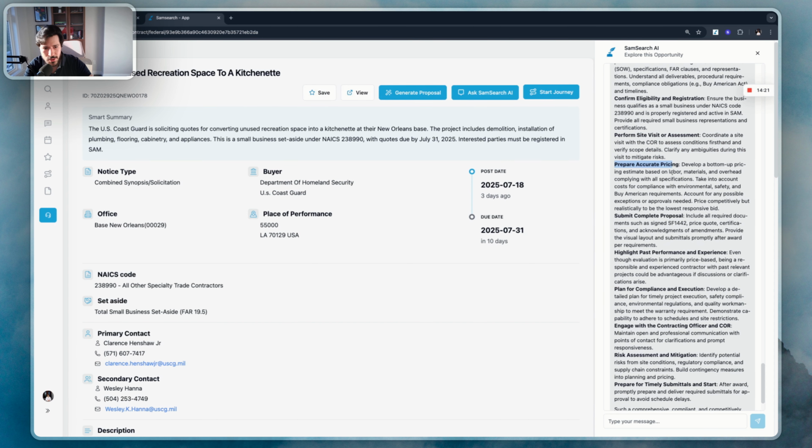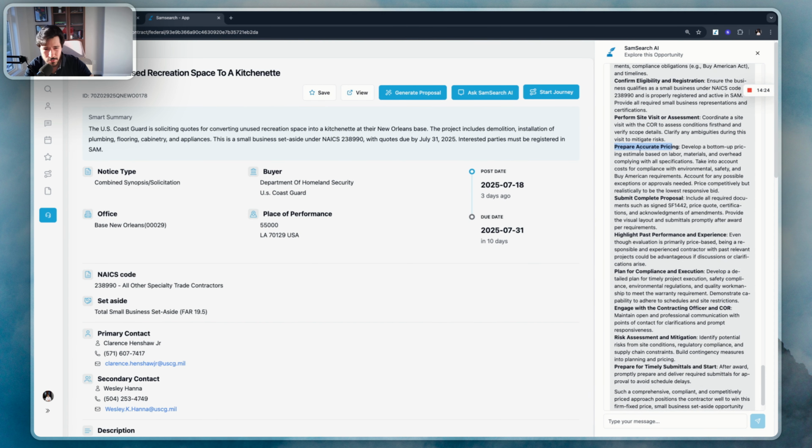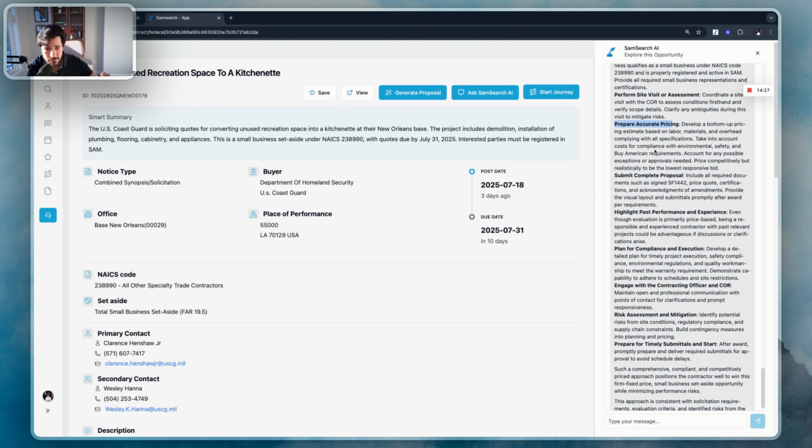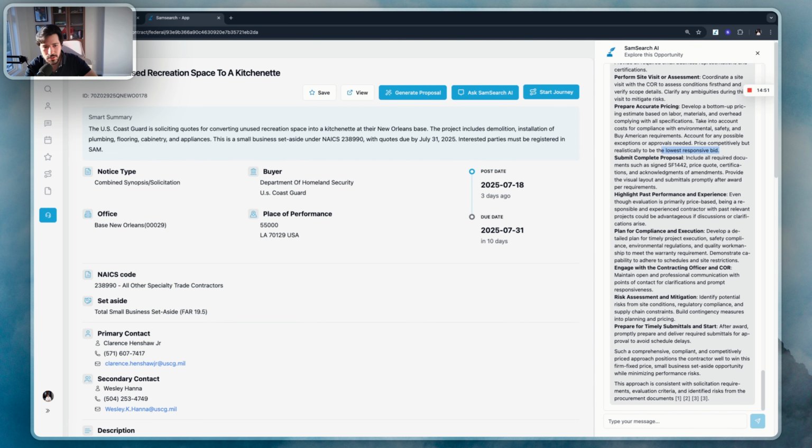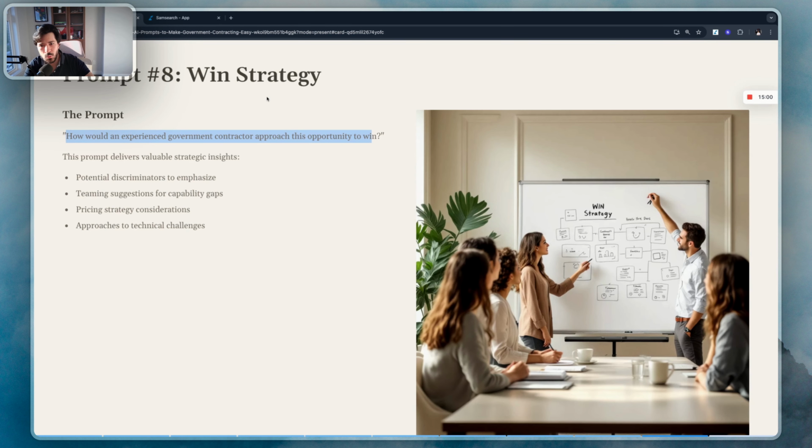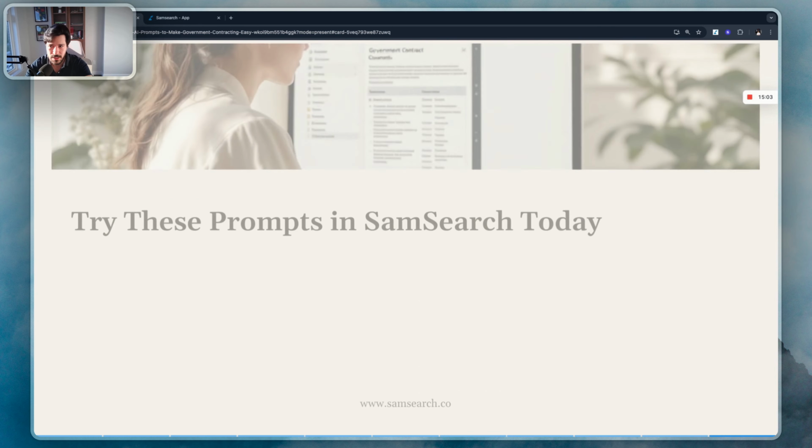Prepare accurate pricing. Since they care a lot about the pricing, I want to prepare a really accurate one so I can cut all the cost and leave margin for me to profit while maintaining a competitive bid, because they are looking at the lowest responsive bid. And when it's the lowest responsive bid, that's the chance for new government contractors to shine, because they're not really worried about past performance as much as the price. So as long as you come with a competitive bid and show them that you can actually perform the task they are asking for, then you should be in good shape. And here they highlight past performance, plan for compliance, and on it goes. But the key thing is you want to know what strategy you should follow to maximize your chances of winning.